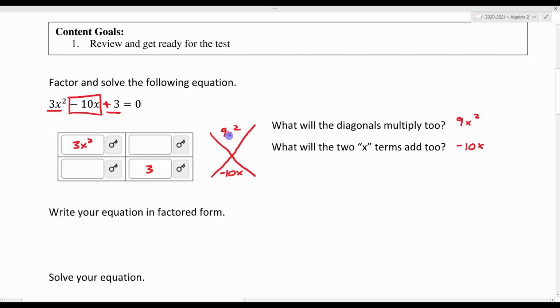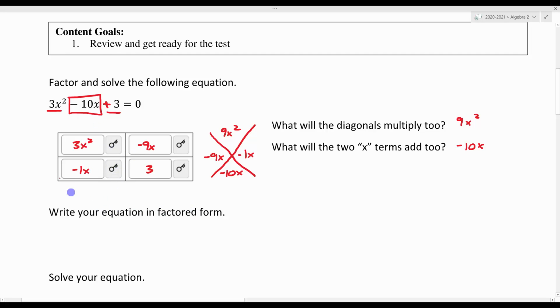So two numbers that multiply to 9x squared and add to negative 10x. That is going to be negative 9x and negative 1x. So negative 9 times negative 1 is a positive 9, and negative 9 plus negative 1 is a negative 10. So I'm going to put a negative 9x here and a negative 1x here. And that would successfully fill in my four boxes for the MyOpen Math requirements.